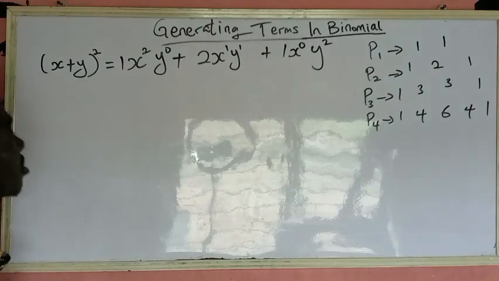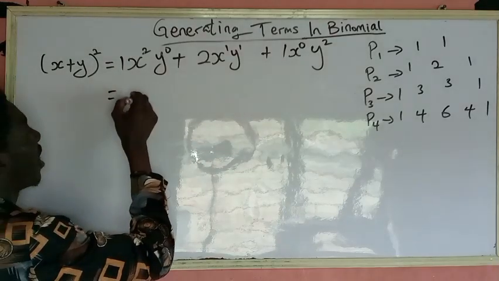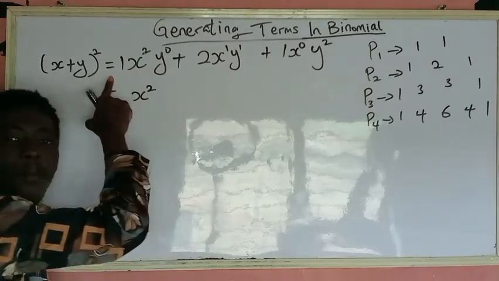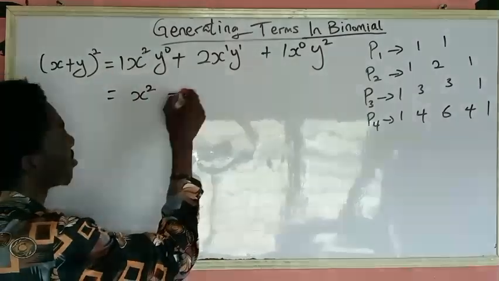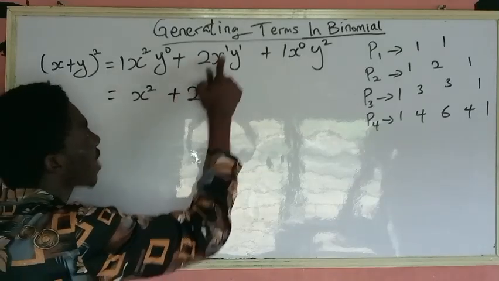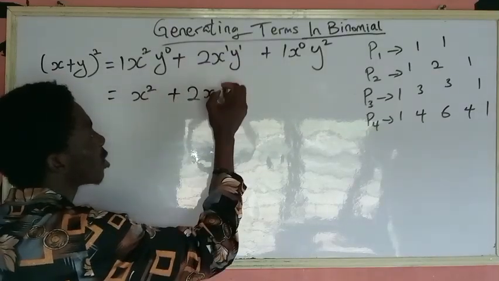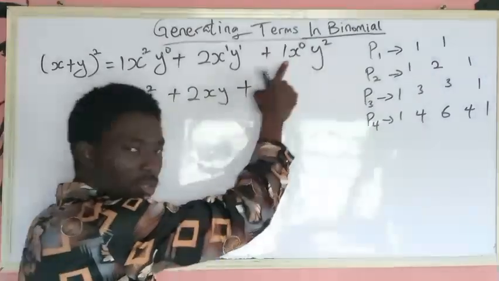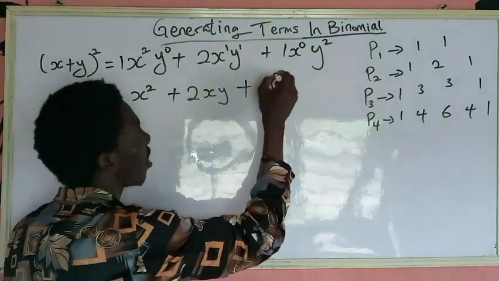So this is the method that hinges on the Pascal triangle coefficient. And this is x squared, this is 1, 1 multiplied by 1 is 1. Then x raised to power 1 is x, y raised to power 1 is y, 1 times 1 is 1. And you have y squared.